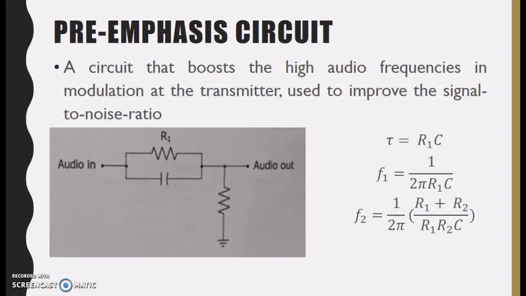The next slide will be the pre-emphasis circuit. This kind of circuit boosts the high audio frequencies in modulation at the transmitter, and it is used to improve the signal-to-noise ratio. So at the transmitter, the modulating signal is passed through a simple network which amplifies the high frequency components more than the low frequency components. The simplest form of such a circuit is a simple high-pass filter of the type shown in this figure.